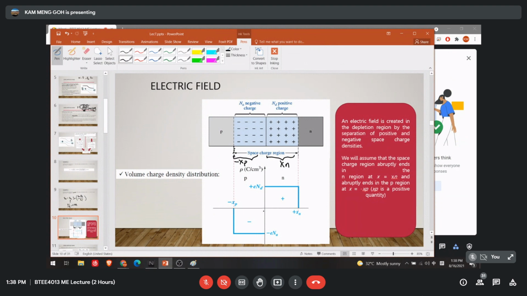Okay, so the changes will be somewhere around here. You can see that when you multiply by NA, because we are taking the magnitude level, that's why we put a negative value over here. NA is the concentration of the acceptor. Then ND is the concentration of the donor over here. So let's continue here.